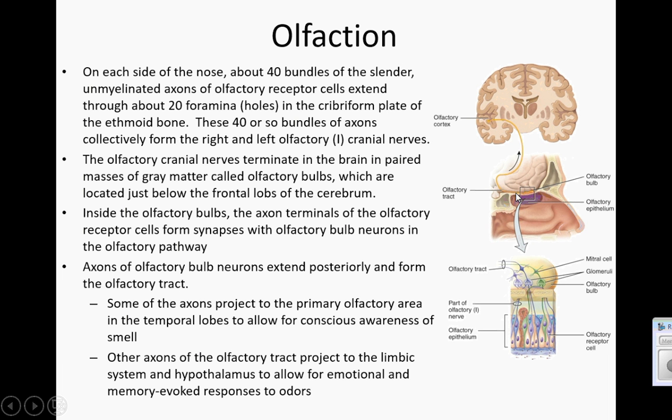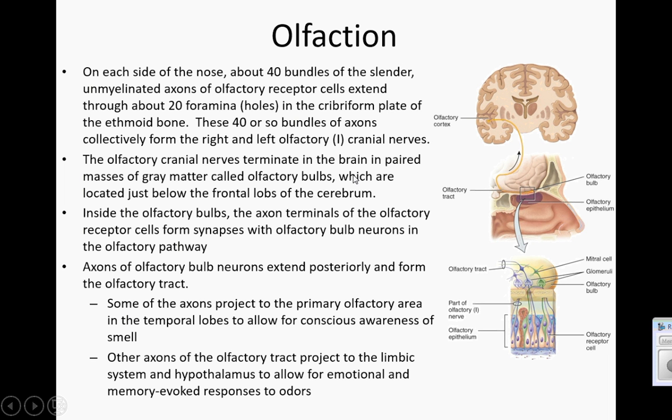Some of you guys are taking anatomy now. This should be fairly familiar if you've taken anatomy in the past. Hopefully that also rings a bell. They extend down through these holes, as we can see down here. And collectively, these 40 or so bundles of axons form our right and left olfactory cranial nerves. Remember, olfactory cranial nerves were the first pair.